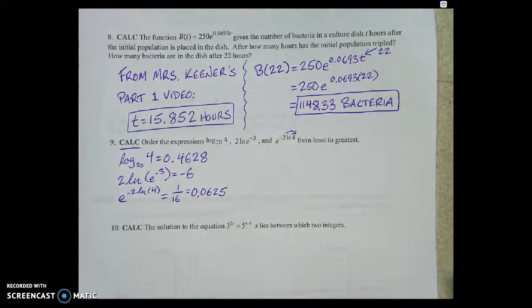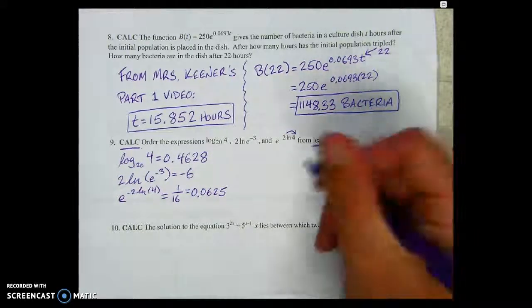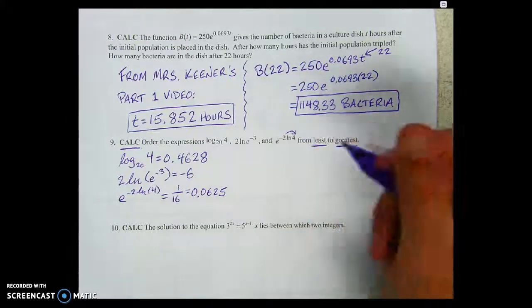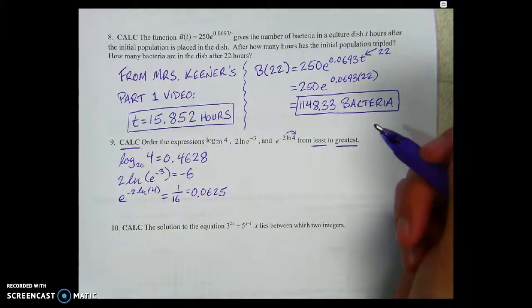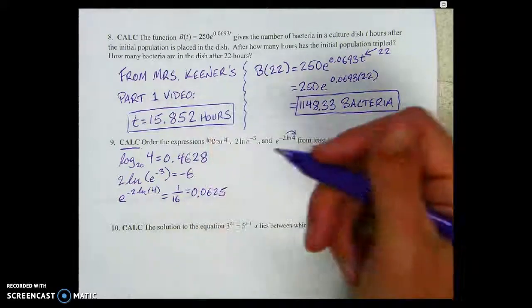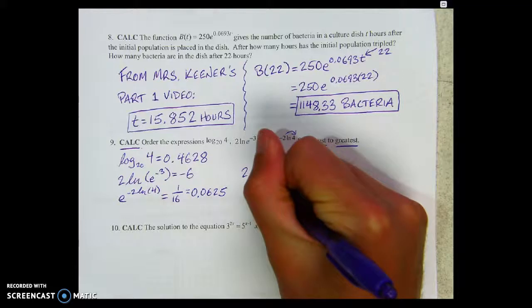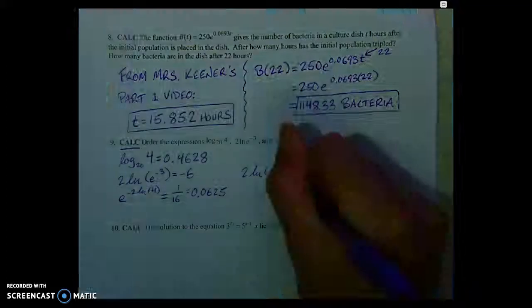All right, now we need to order these though, right? So the smallest, or least I should say, to greatest, the smallest number, the number most left on the number line is going to be negative 6, right? Although it's a big integer, the fact that it's negative means it's a small number, right? So really the order is going to look like this: 2 natural log of e to the negative 3.